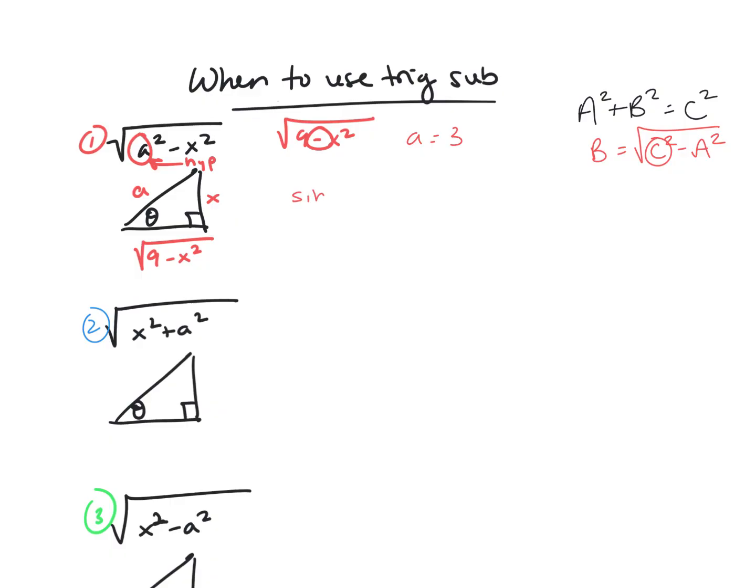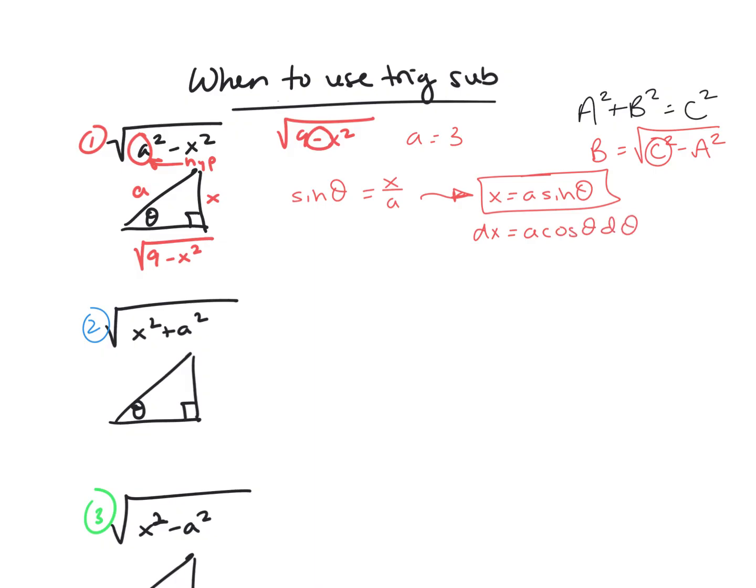And so that means that sine of theta is x over a, or equivalently, that x is equal to a sine theta. And so that is the trig sub for this one. And then dx, of course, would be a cosine theta d theta.